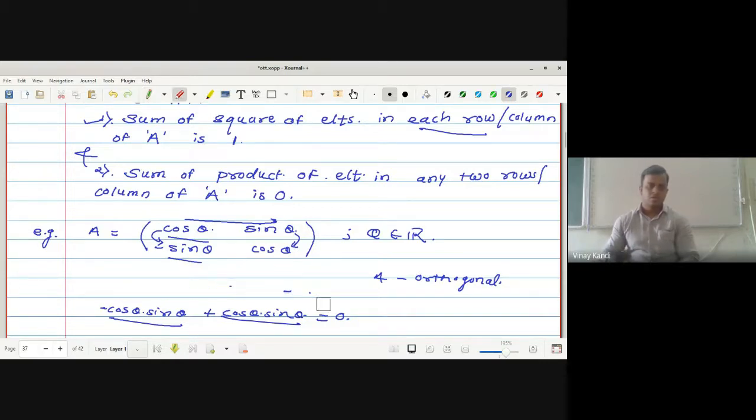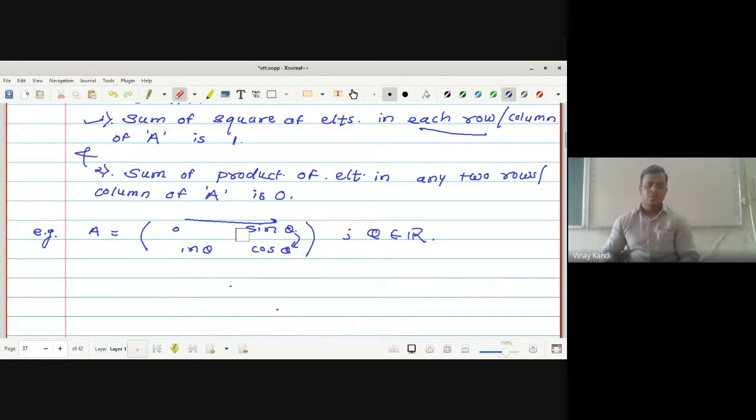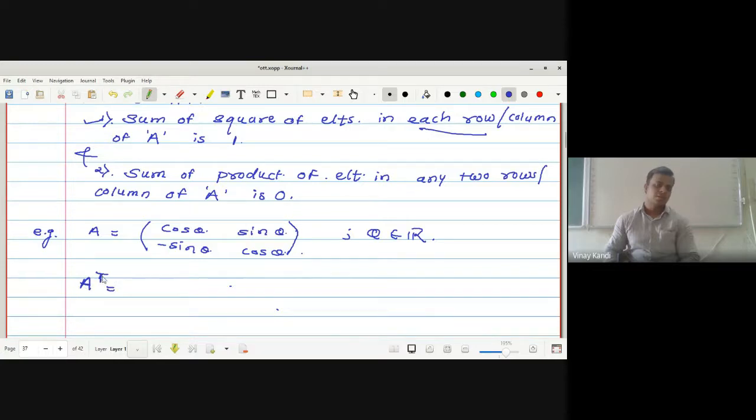We can check like this, or we can check by using the definition A into A transpose is equal to I. The first row is cos theta and sin theta, and the second row is minus sin theta and cos theta. Now, what is the A transpose?